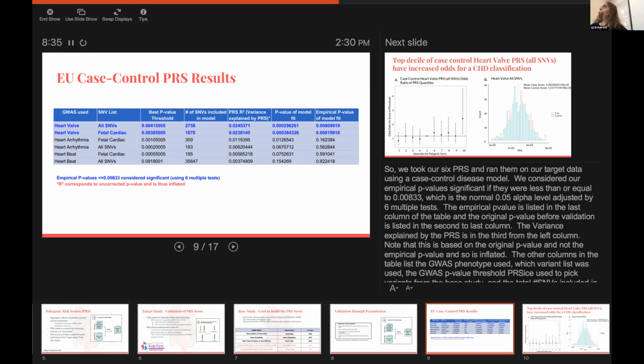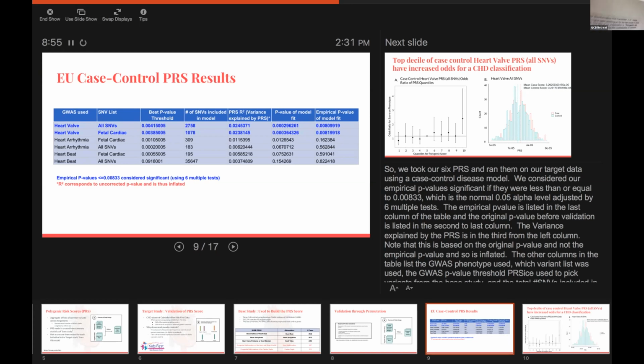p-value threshold PRSice used to pick variants from the base study, and the total number of SNVs included in the model. And you can see that both PRS generated using the heart valve phenotype are significant, and they stay significant once we validate using empirical p-values. And so those results are bolded in blue at the top of this table.